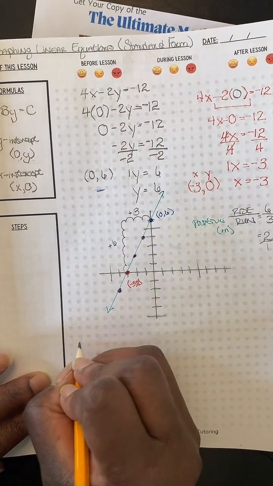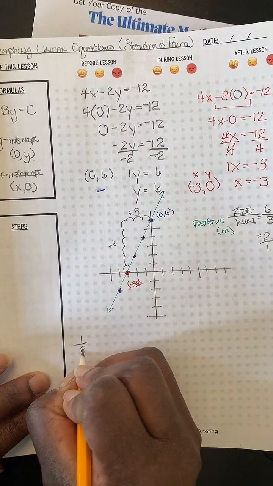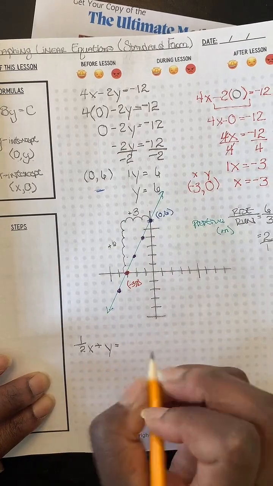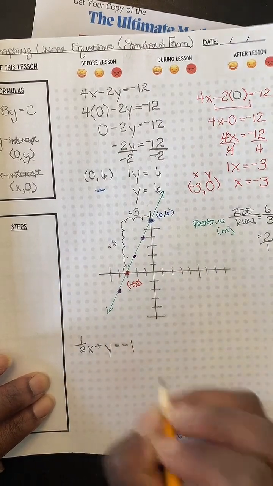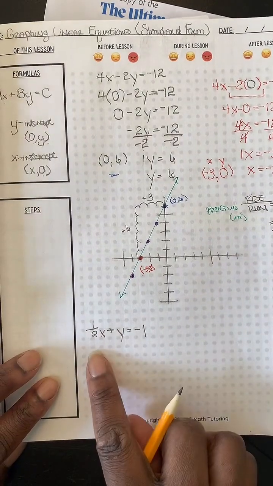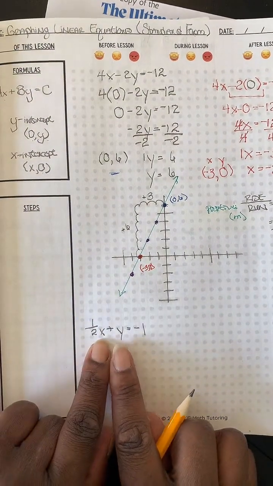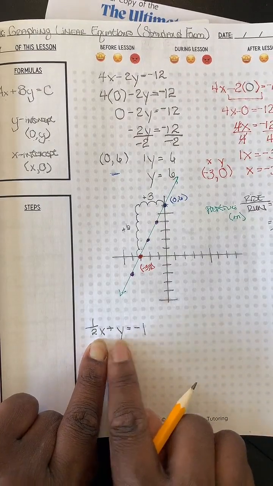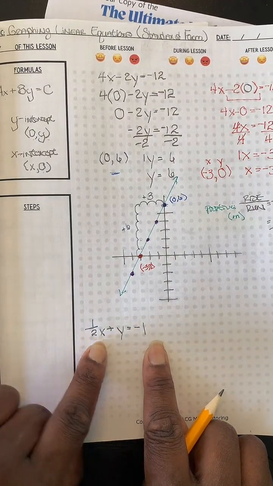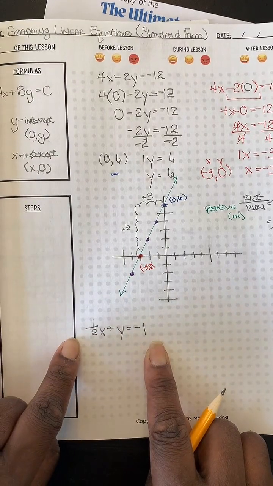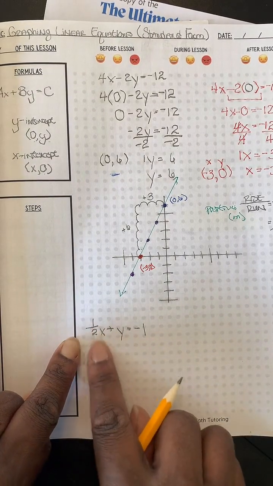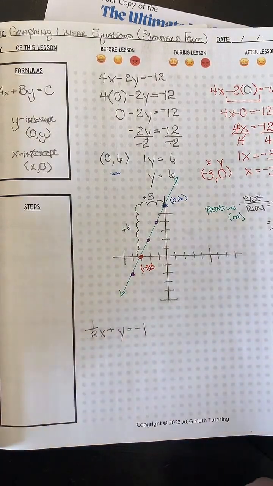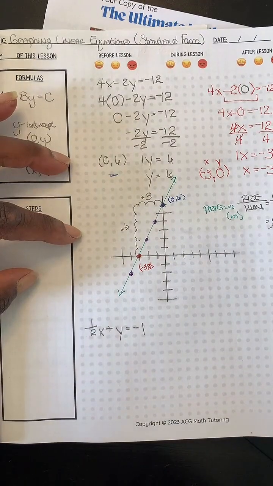Let's zhuzh it up. So let's say 1/2 x plus y is equal to -1. Okay? The reason why I know it's in standard form is because my x and my y are on the same side of the equation. So I could simplify this by changing it into slope-intercept form, which means I would have to remove this 1/2 x from this side and put it over here, or I can use my intercepts.